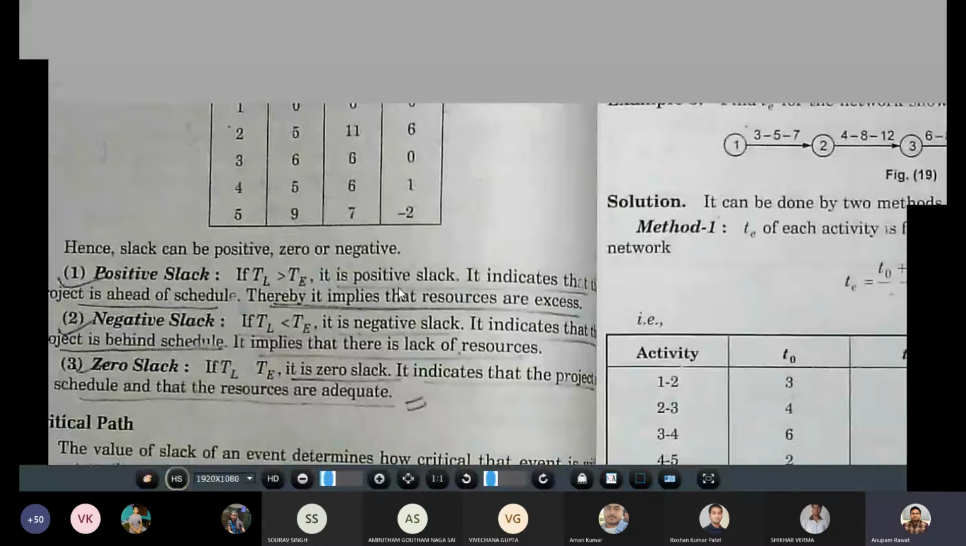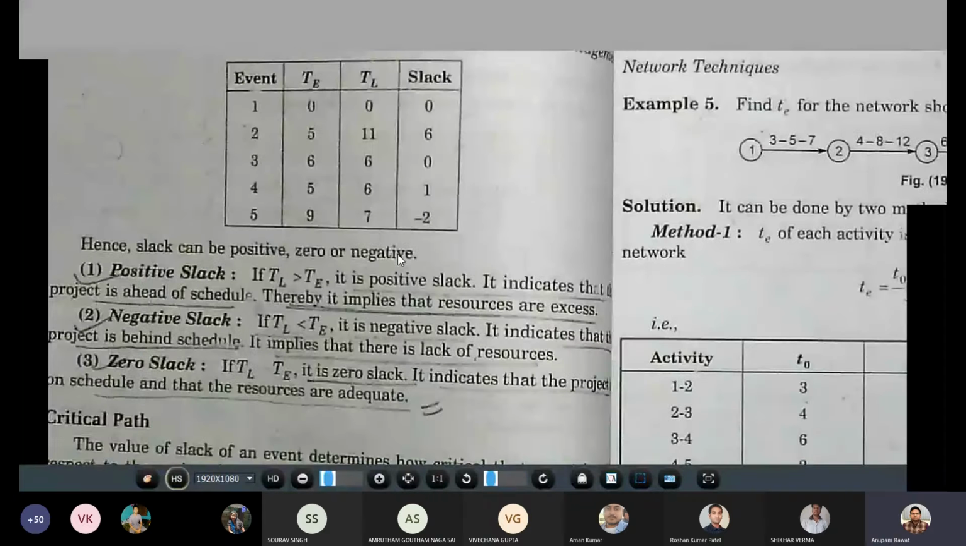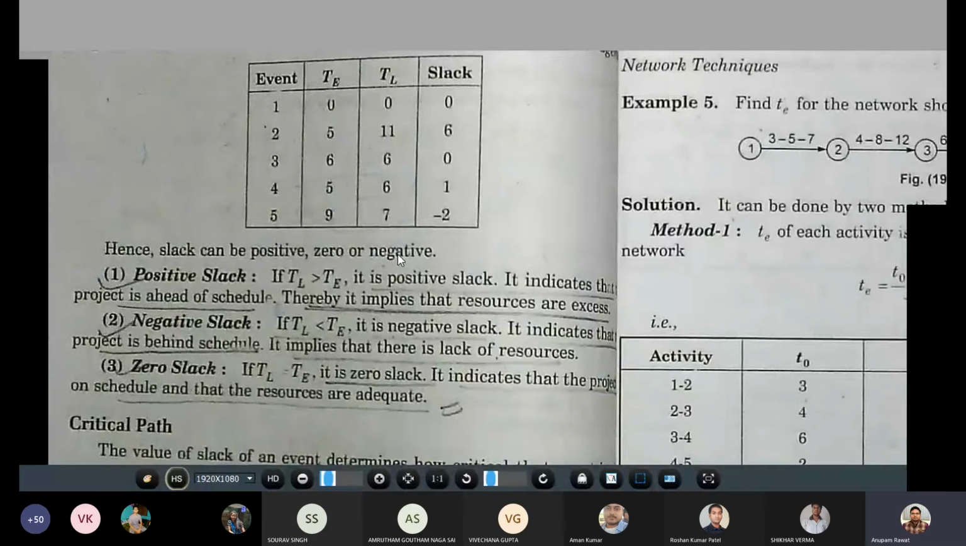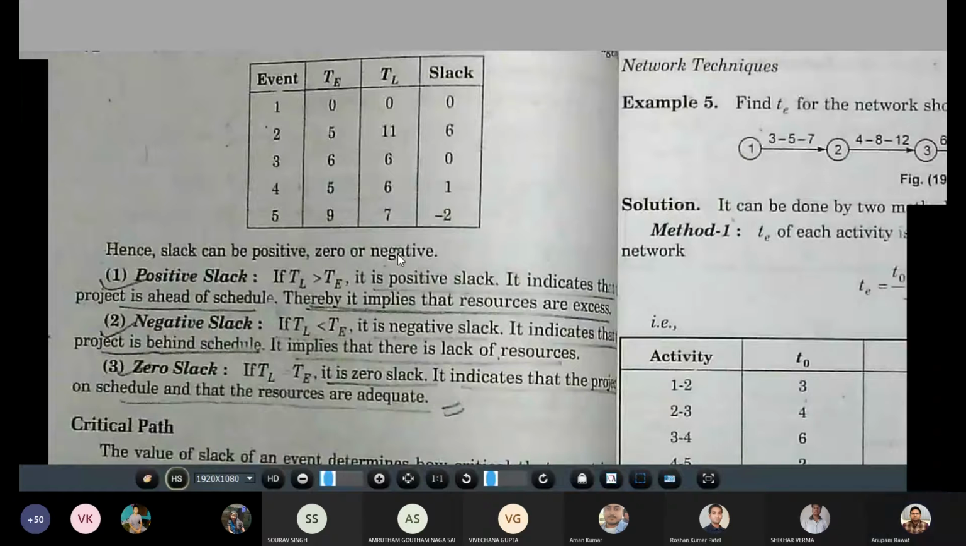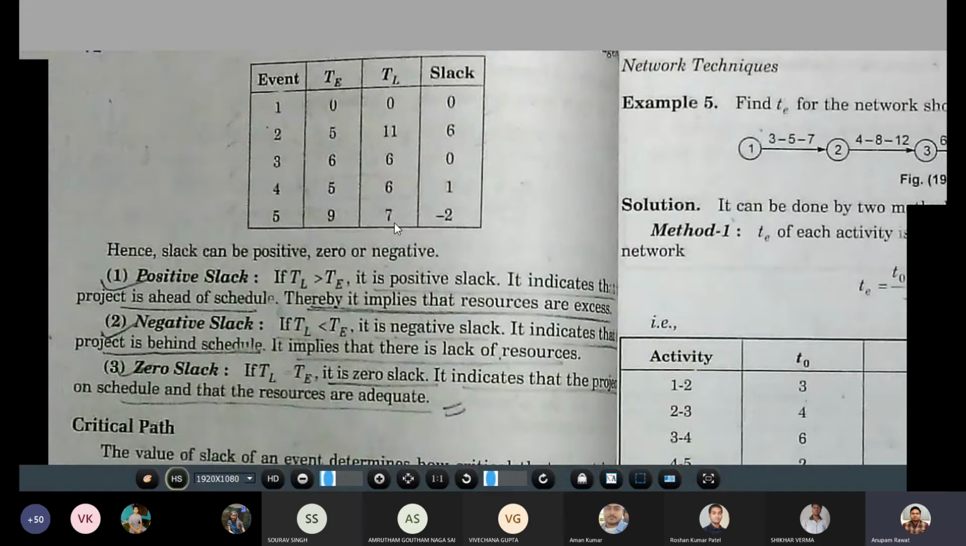Now, in this table, you can see the events, their earliest expected time, and their latest allowable occurrence time. For event 1, TE is 0, TL is 0. Event 2, TE is 5, TL is 11. For event 3, TE is 6 and TL is 6. For event 4, TE is 5 and TL is 6. For event 5, TE is 9 and TL is 7. So this is the time duration which is available to us.